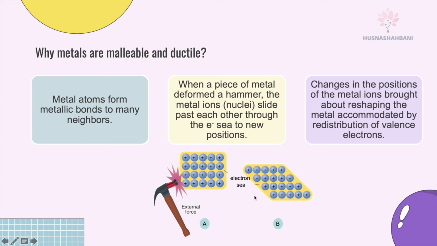You cannot do this in an ionic bond. An ionic bond will just break. It cannot be malleable or ductile. You cannot reshape an ionic bond, only a metallic bond.